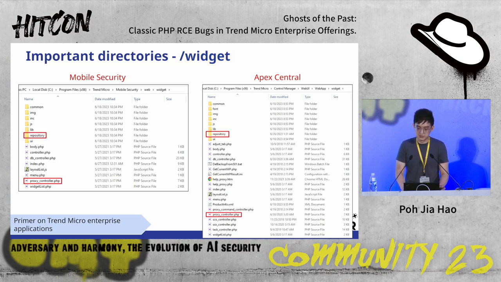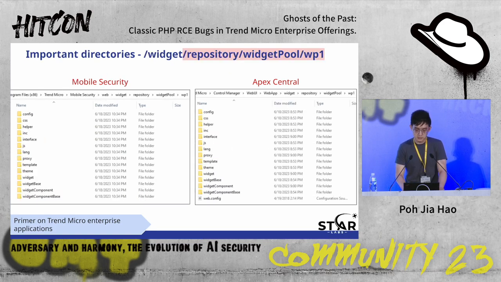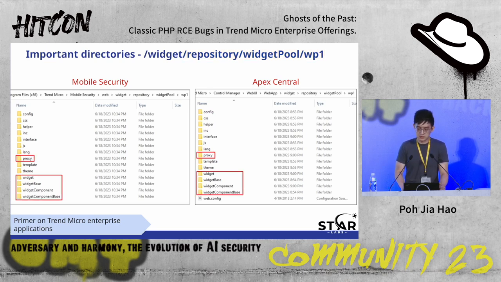Some of the important ones that we should take note of today are the repository directory, as well as the proxy controller PHP file, as highlighted here. So we'll first take a look at the repository directory. Further inside, there's another one called WP1. Once again, the structures are identical, and we're only interested in a few: proxy and four widget-related directories.